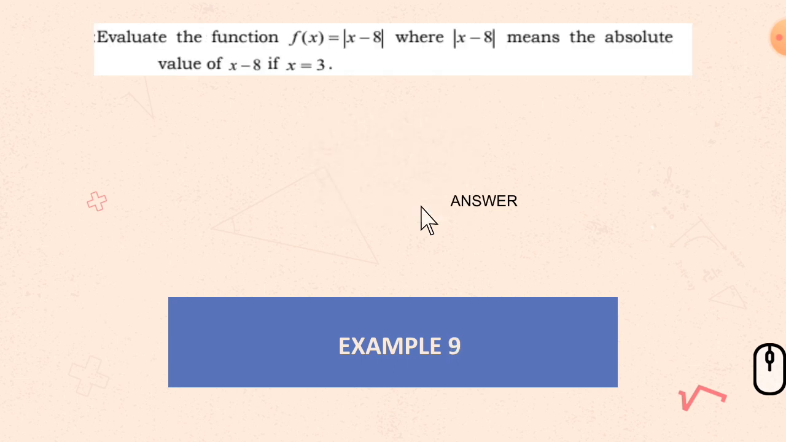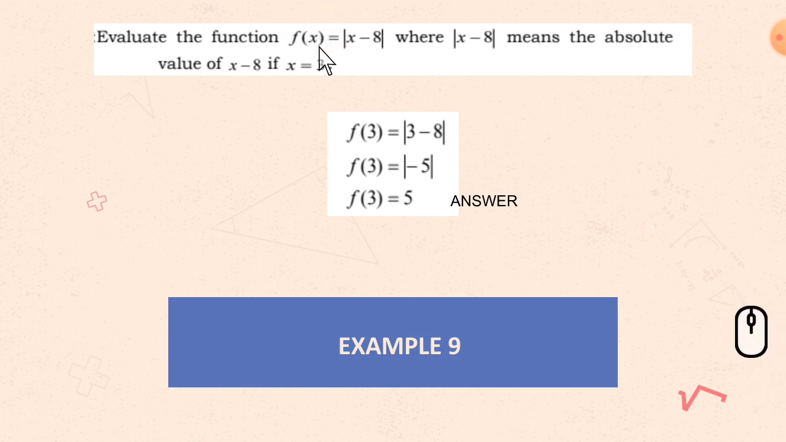Example number 9. How about this one, the absolute value function? Evaluate the function f of x is equal to absolute value of x minus 8 where the absolute x minus 8 means the absolute value of x minus 8. Ayan. Yung absolute value ng x minus 8 is x minus 8. If x is equal to 3, so substitute natin yung value ng x natin na 3 sa x na variable. At magiging ganito siya. So, f of 3, ayun, yung f of x natin, sinubstitute natin yung value ng x na 3, so magiging ganito.